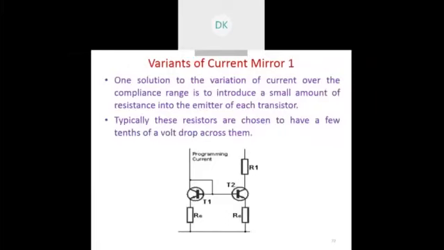There are two variants coming under the current mirror technique. The first variant: if I want to vary the current over a particular range in the case of a current mirror, then what should I go for? I can introduce a small amount of RE at the emitter terminal of T1 and the emitter terminal of T2. It becomes the first variant of the current mirror method.